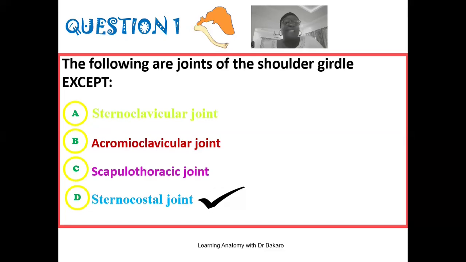So all the above listed here are correct as it relates to the shoulder girdle, except the sternocostal joint, which is formed between the sternum and also the costal cartilages. This joint is formed within the rib cage and not within the shoulder girdle. Hence, this is the correct option.